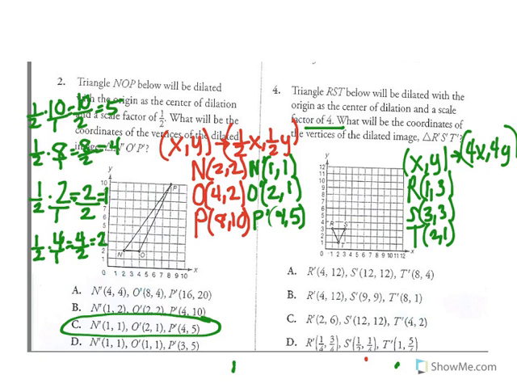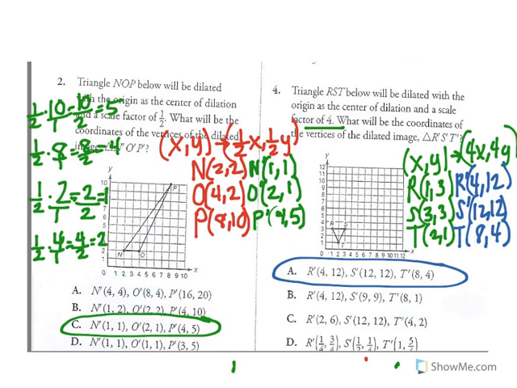We can go across, when we have a scale factor of a whole number, it's easier. So we can just look at these and say, okay, 4 times 1 is 4. 4 times 3 is 12. So R prime would be 4, 12. S prime would be 12, 12, because we're multiplying 3 times 4. T prime would be 8 and 4. So our answer for number 4 would be A.